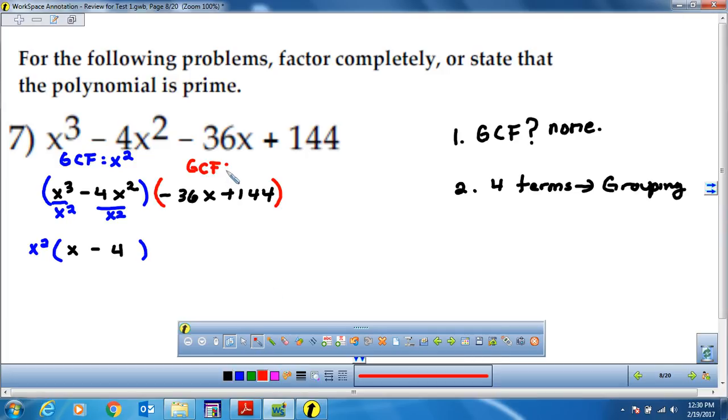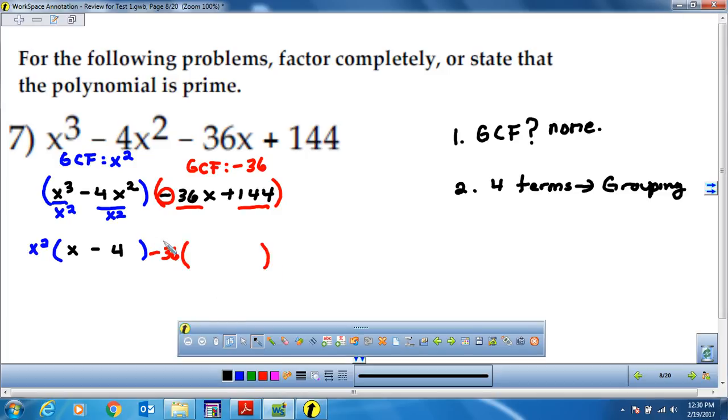Now, the greatest common factor. Since it has a negative here in the front, whatever we factor has to be negative. So between 36 and 144, both of them can be divided by several values. They can be divided by 4, by 9, but also by 36. Okay, so the largest one is 36. That's the greatest common factor. So we're going to factor a 36 from both of them.